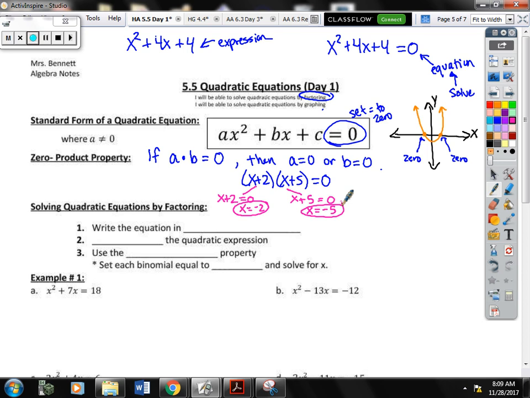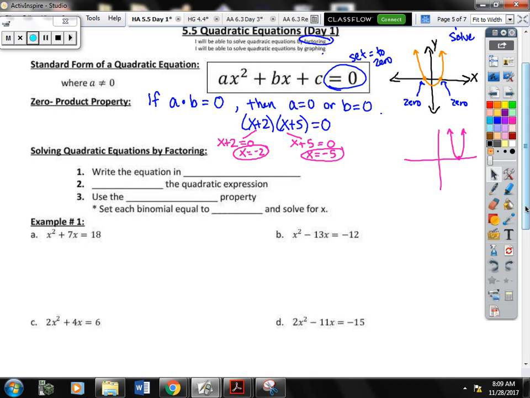We should typically get two zeros. There is the chance that we could get one zero twice, and that would be if the graph comes down and touches just at one point and turns back around. And if you do that, you'll end up getting the same number two times.